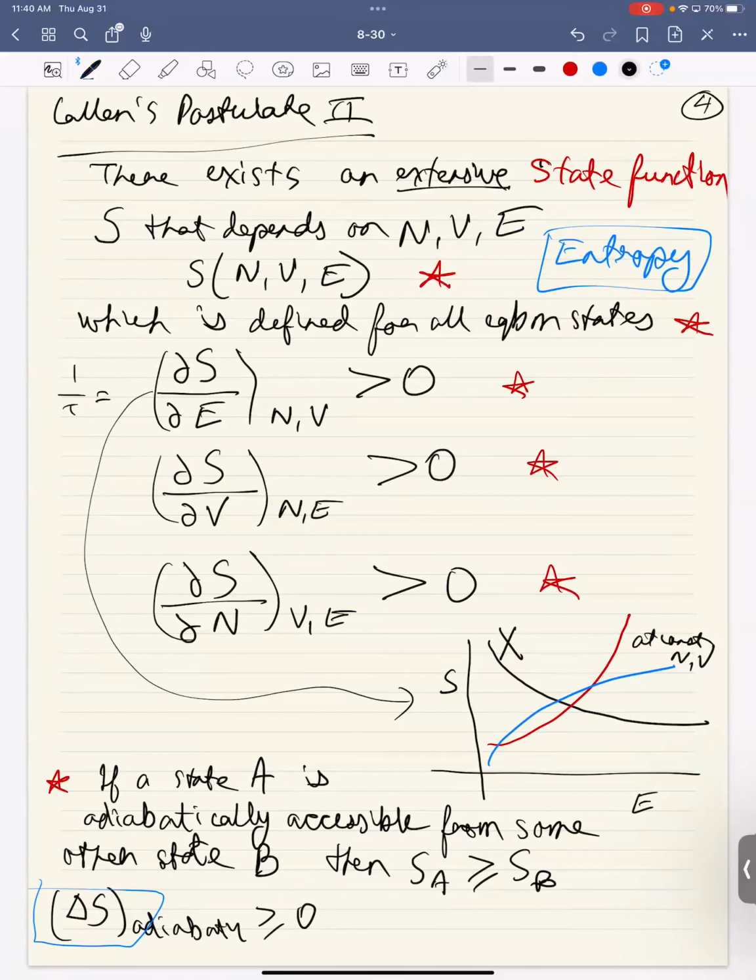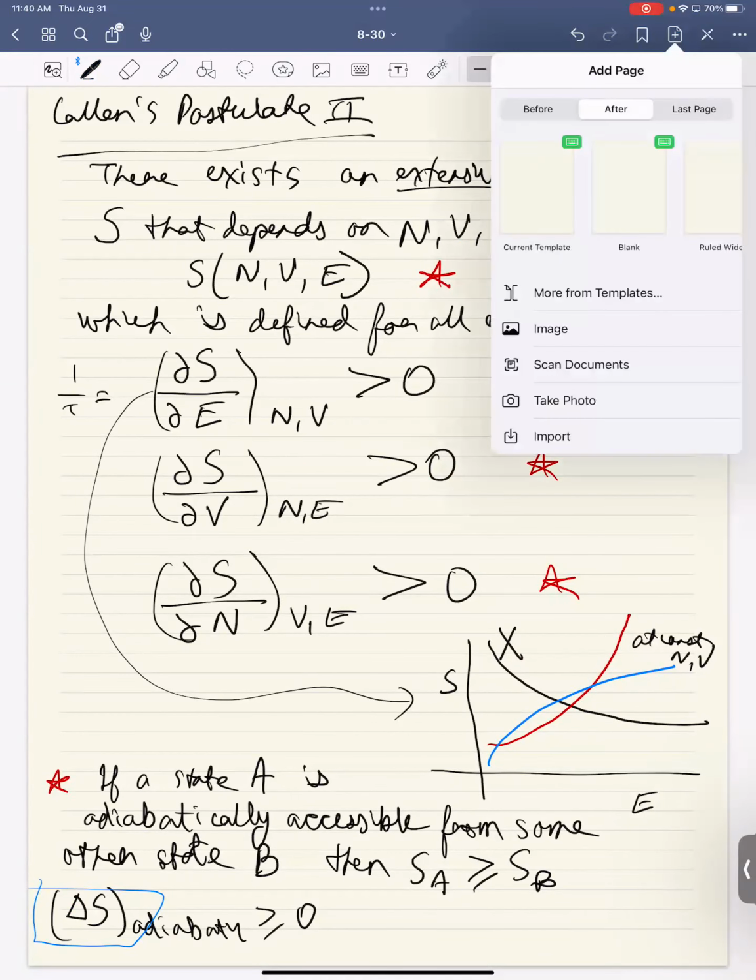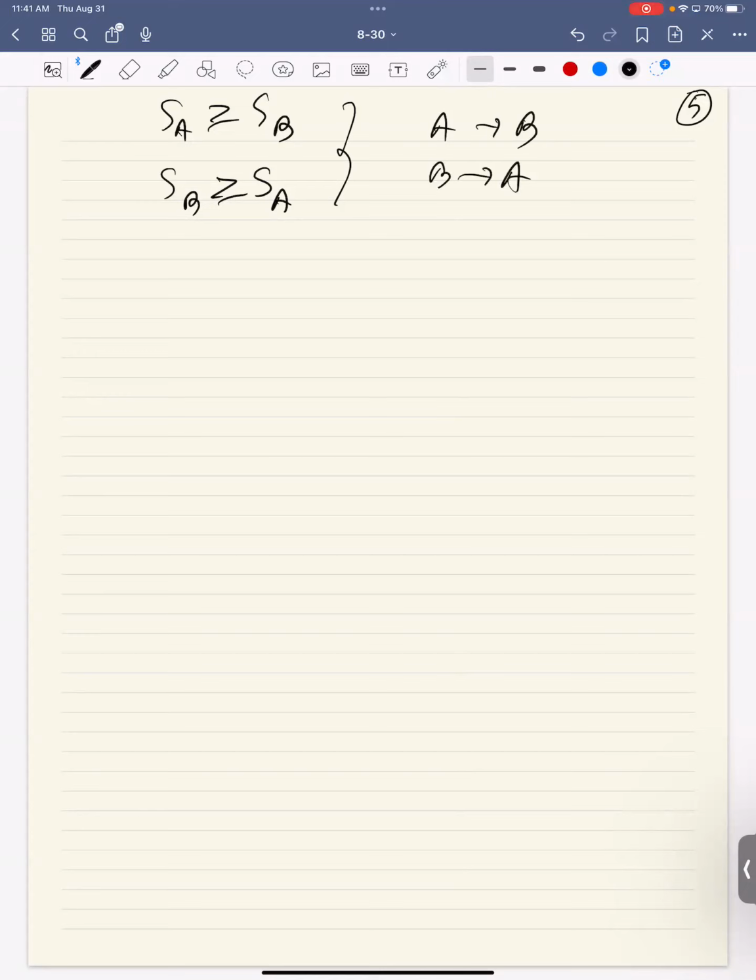Which brings me to the next point. If SA is more than or equal to SB, and SB is more than or equal to SA, what does it tell us about the preferred direction? Is it going from A to B or B to A? It doesn't tell us anything. Then it is A to B, B to A, both are possible. And we have a reversible process.